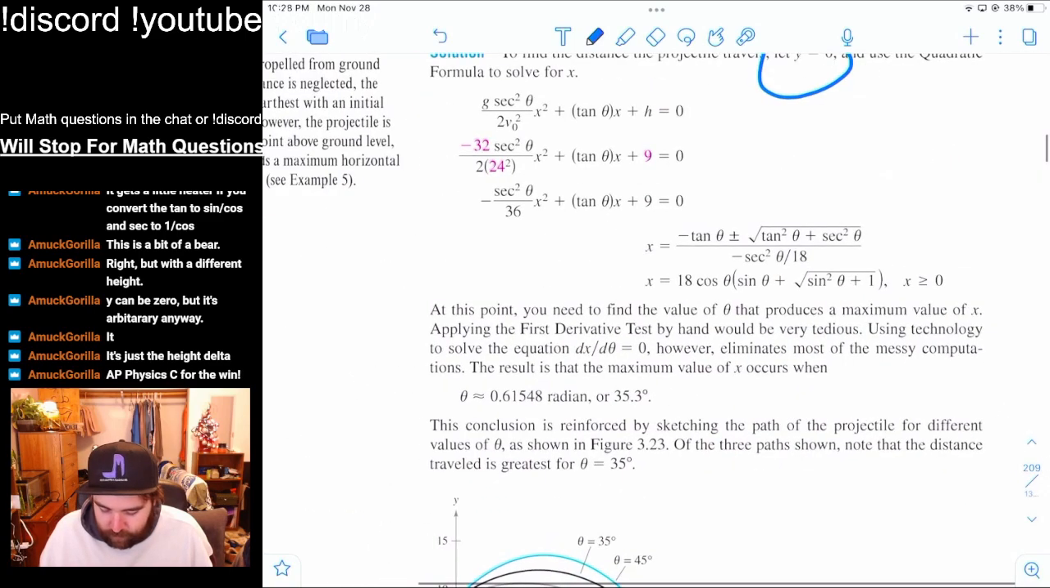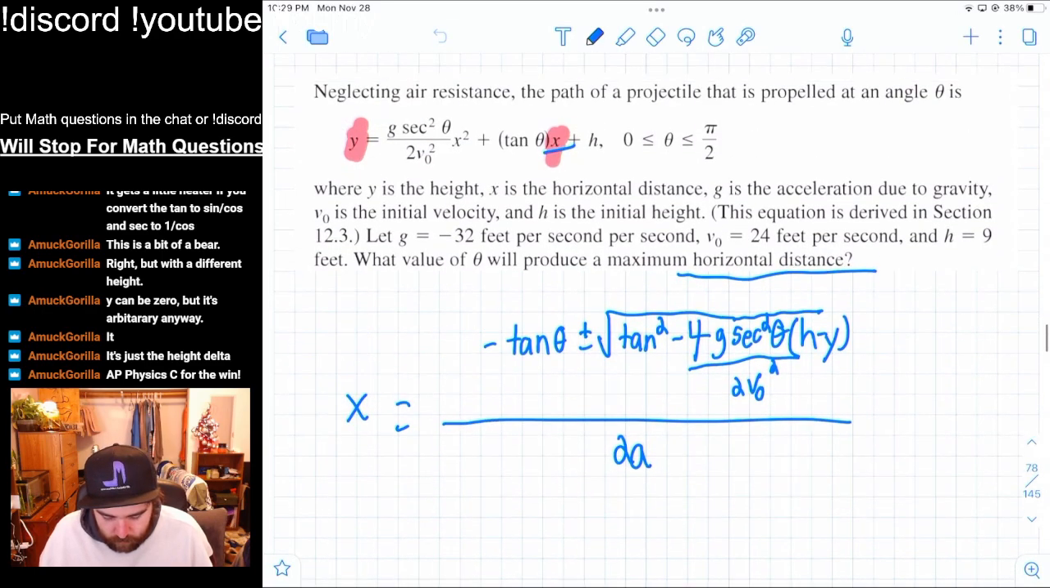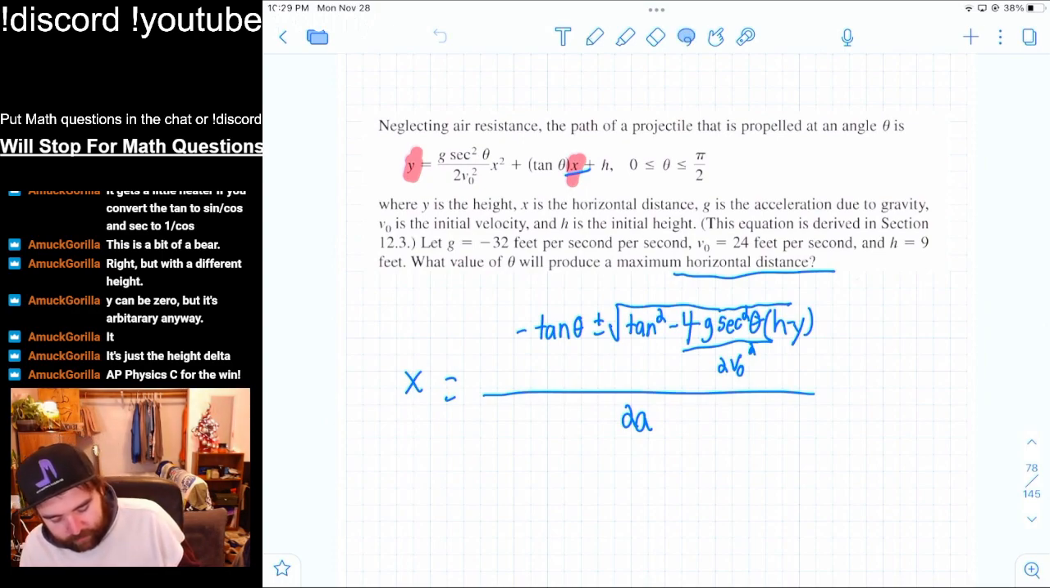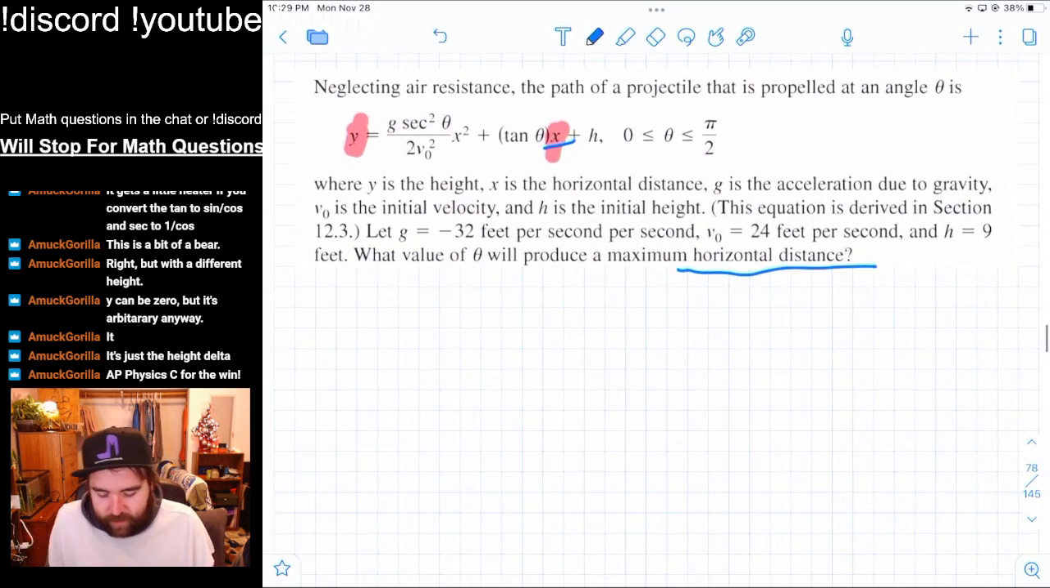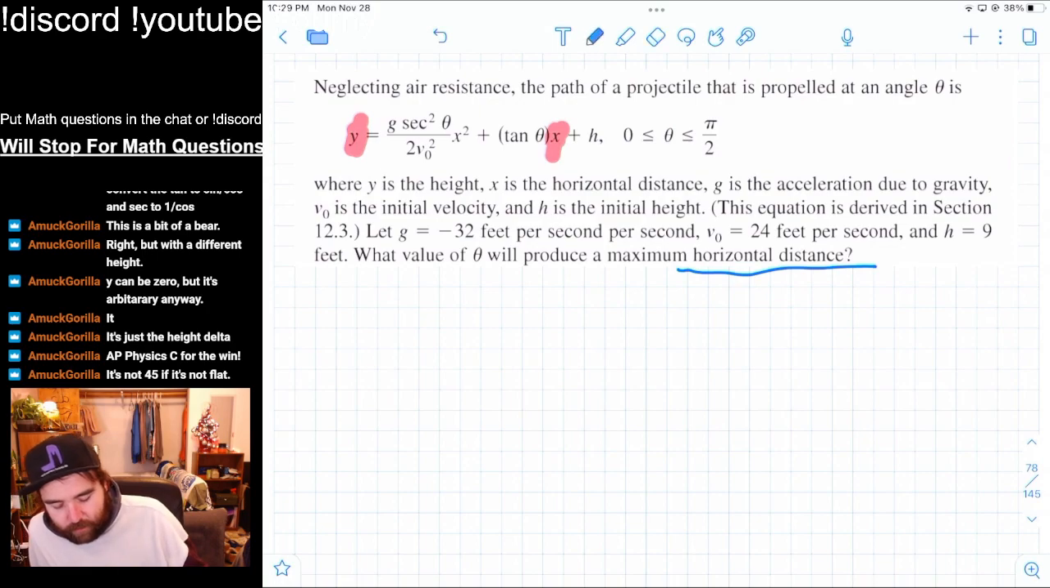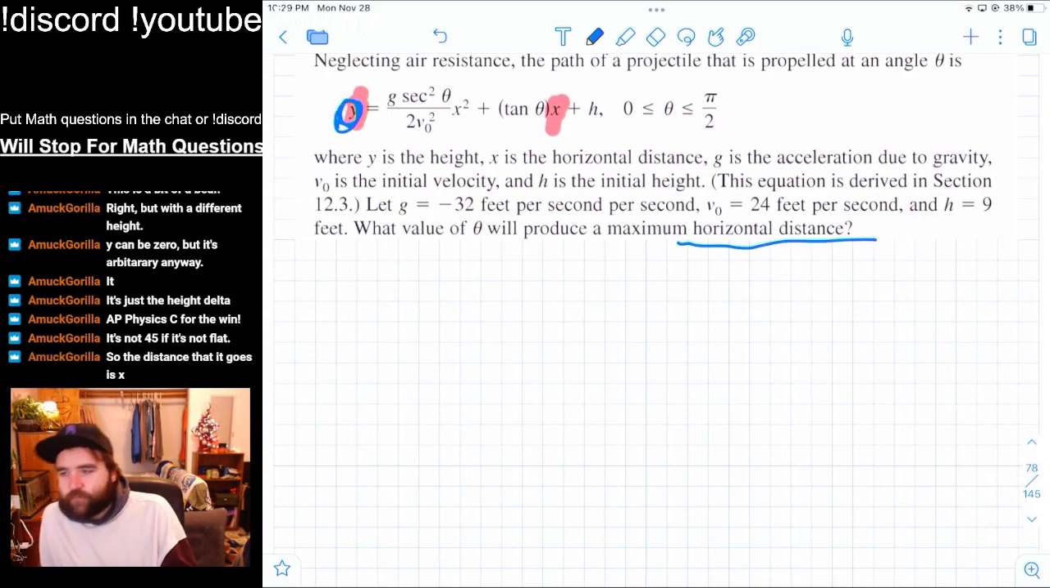Oh, I thought the maximum result would be 45 degrees. So what is it exactly that they're saying to do? They're saying we've got to write an equation for the distance that this thing goes. So that's like we definitely want to solve for x. Oh, if it's not flat. Okay.